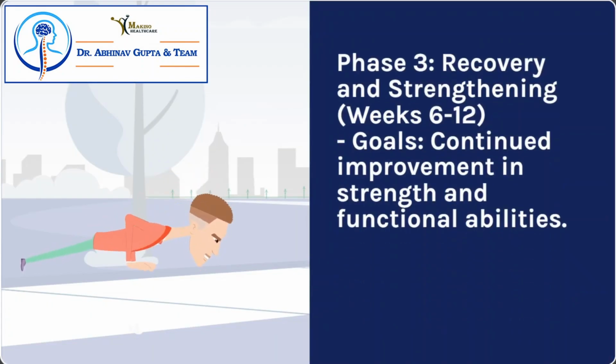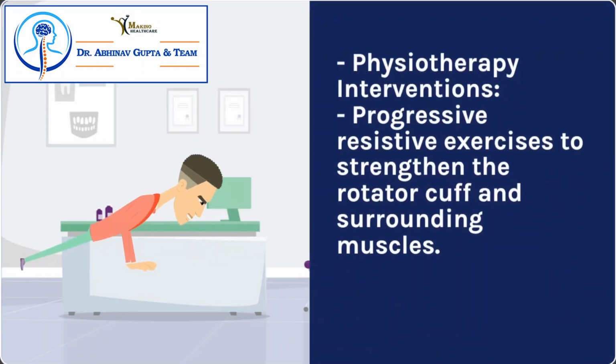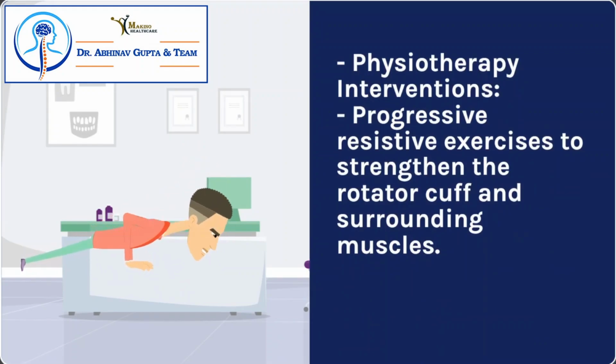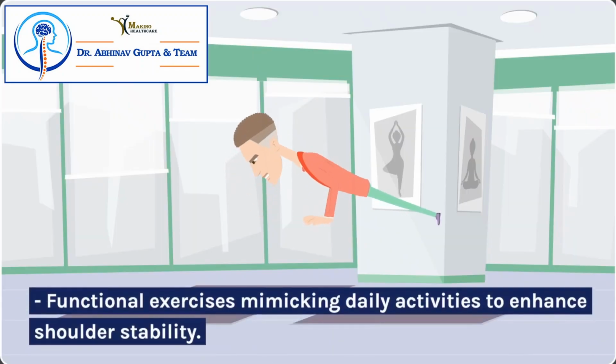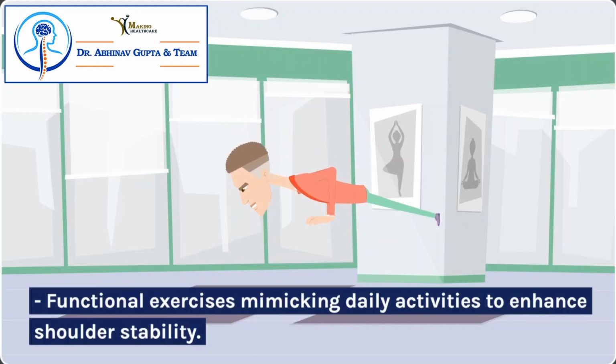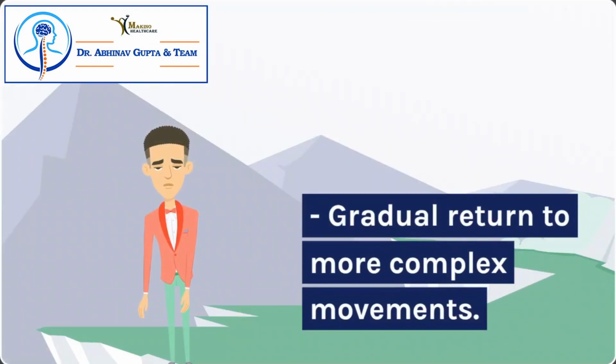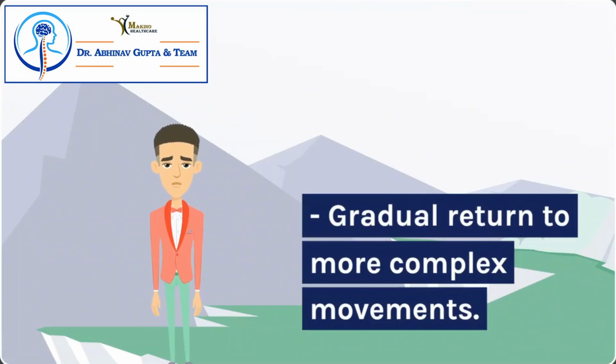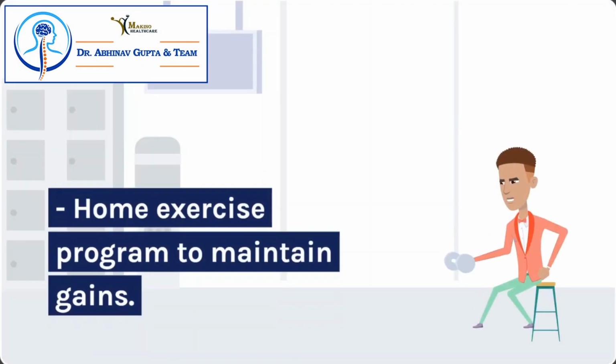Phase 3, recovery and strengthening, weeks 6 to 12. Goals: continued improvement in strength and functional abilities. Physiotherapy interventions: progressive resistive exercises to strengthen the rotator cuff and surrounding muscles. Functional exercises mimicking daily activities to enhance shoulder stability. Gradual return to more complex movements. Home exercise program to maintain gains.